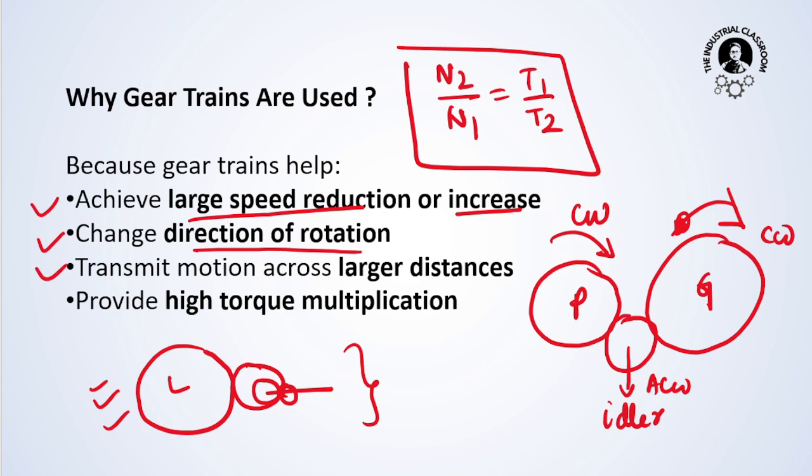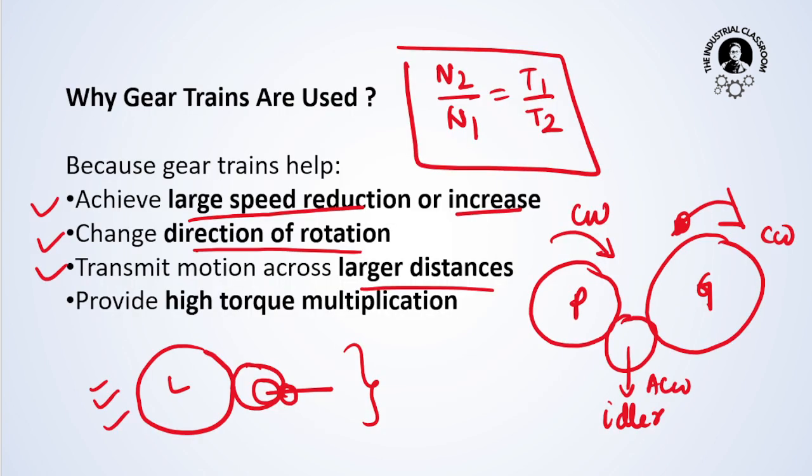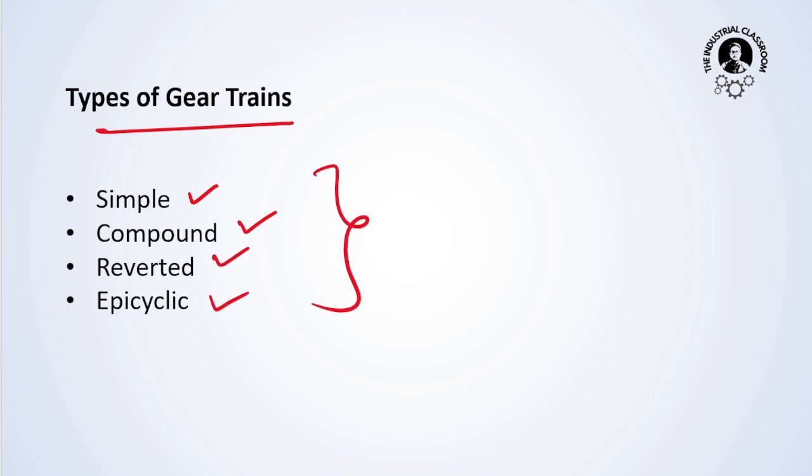Then, to transmit motion across large distances. For larger distances, we have studied here that to transmit some motion from this gear to this gear across a larger distance, a gear train is used. Next, to provide high torque multiplication. Okay, so what are the types of gear trains? Generally, we learn about 4 types of gear trains: the simple gear train, compound gear train, reverted gear train, and epicyclic gear train.